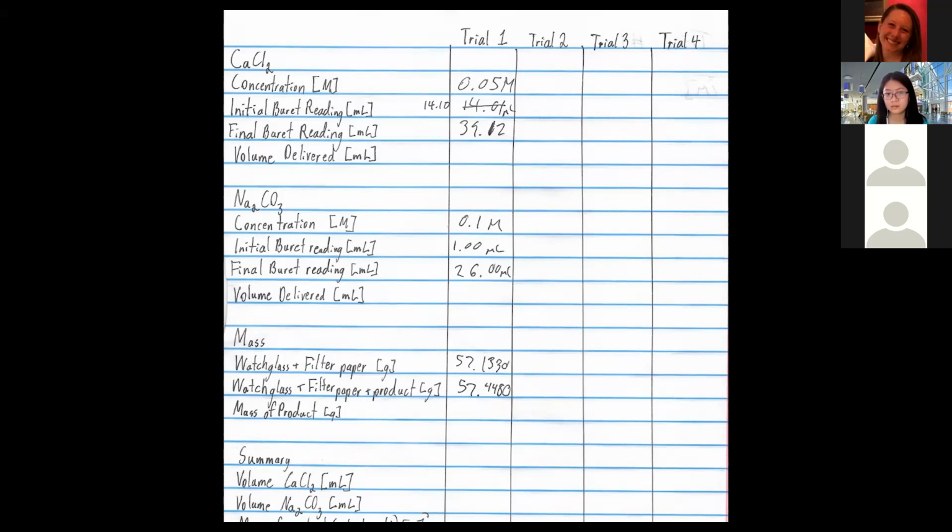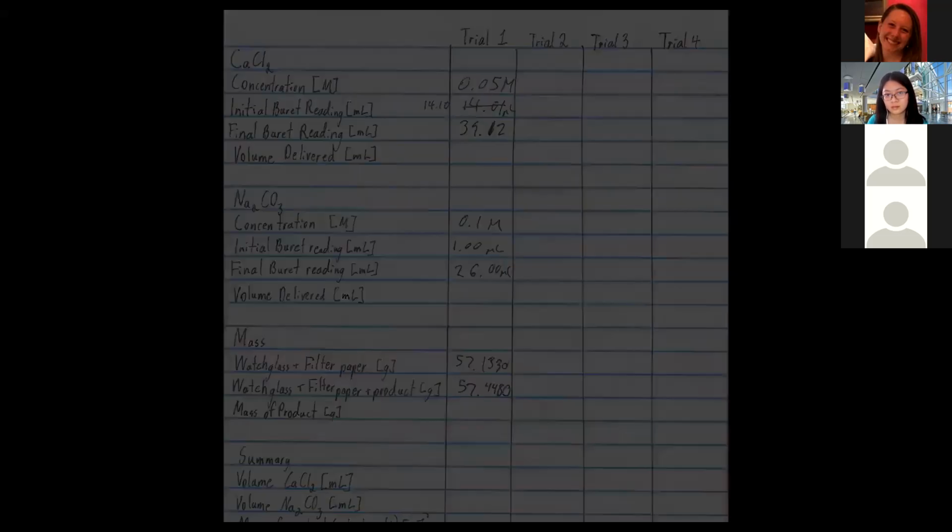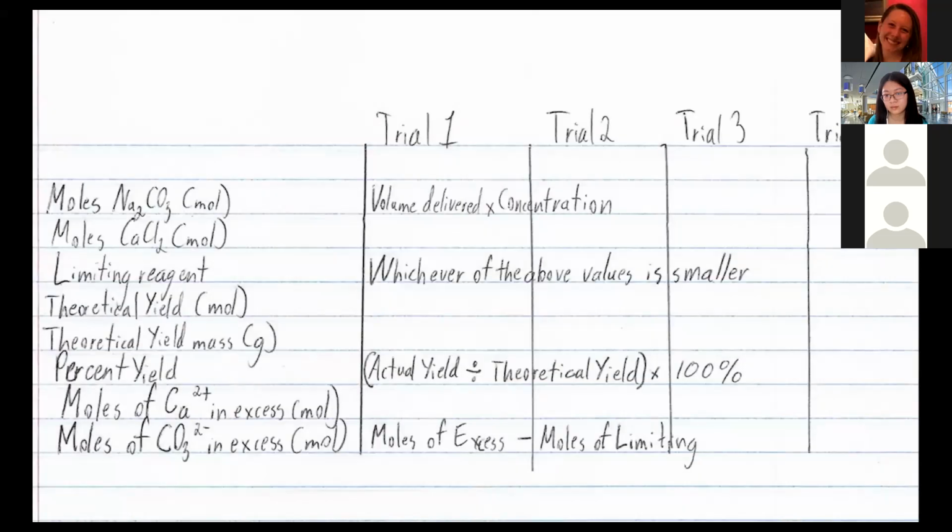At the end, make sure that you include the volume delivered of each of the solutions, as well as the mass of product obtained from each reaction. This is a sample of the second table you should put into your notebook. It includes the moles of each of the solutions that you added into each beaker, which is calculated by taking the volume delivered of each solution and multiplying it by their respective concentrations. Also report the identity of the limiting reagent of each of the reactions.